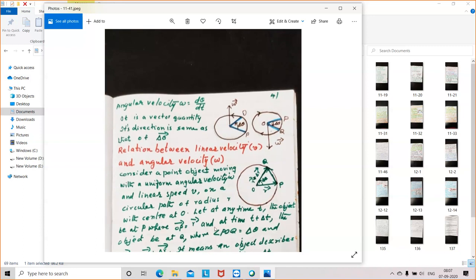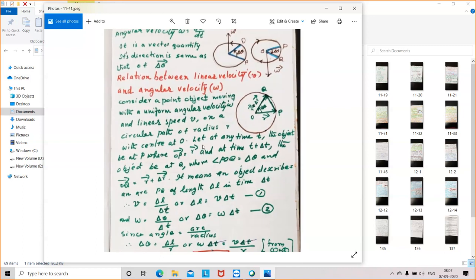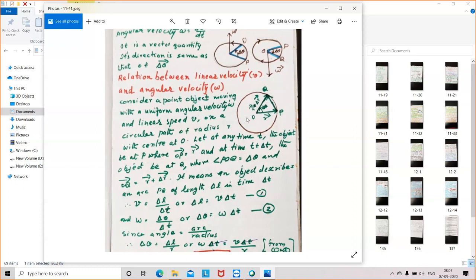Then the relation between linear velocity and angular velocity. For that, first you have to draw a figure. It's a very important derivation. Linear velocity is denoted with the letter V. Angular velocity is denoted with the letter omega. So first you have to draw a figure and explain.